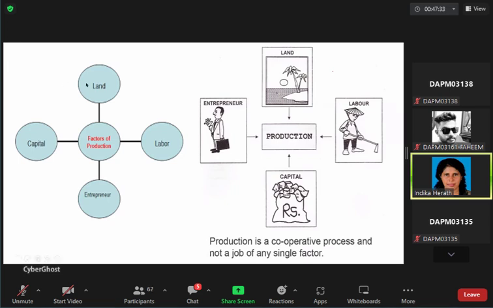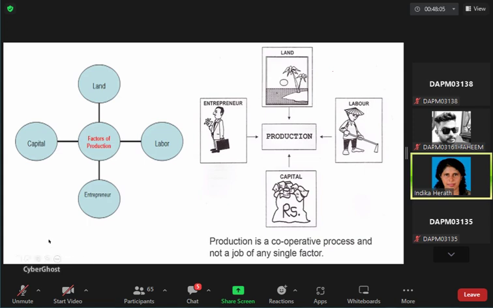So we need labor, land, capital, and also we need to have a production system. To design or establish this system, we need an entrepreneur, right? There should be a person who thinks about how to do it, right? So likewise, we need these four things for the production process. We call them factors of production.